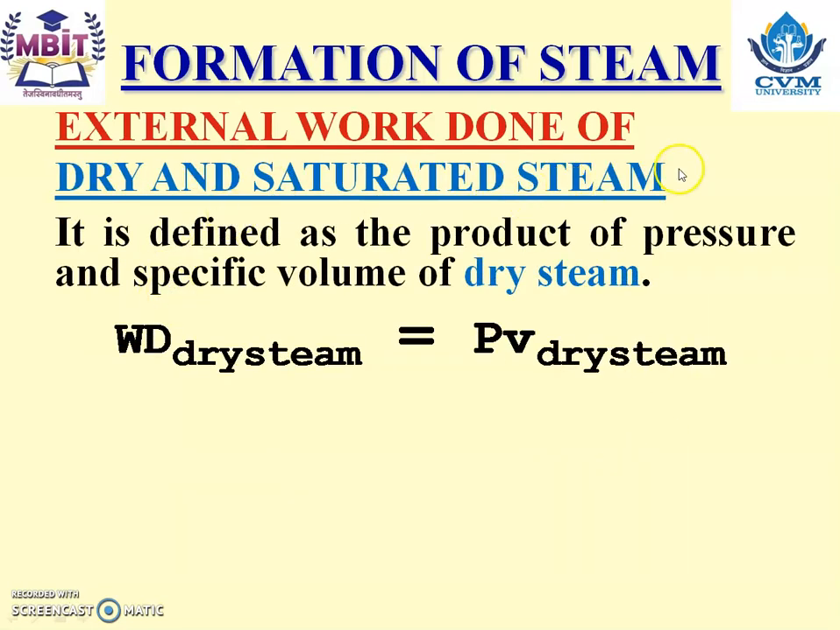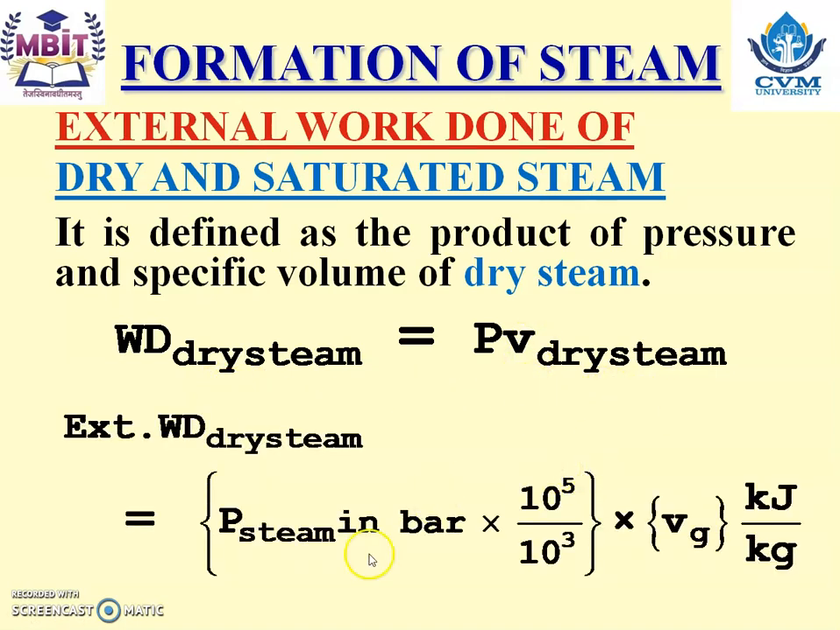Similarly, external work done of dry and saturated steam. It is defined as the product of pressure and specific volume of dry steam. So work done for dry steam is equal to P into specific volume of dry steam. So what is the equation? Pressure of steam in bar multiplied by 10 raised to 5 divided by 10 raised to 3, multiplied by what is the specific volume of dry steam? Vg. And from where are we going to get the Vg? Again from the steam table.